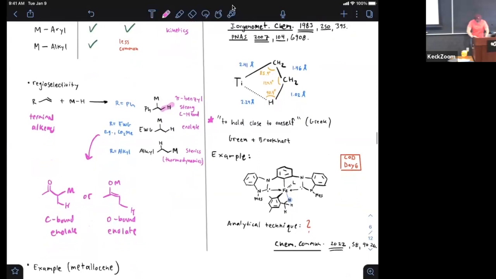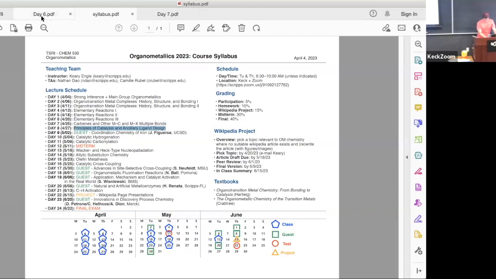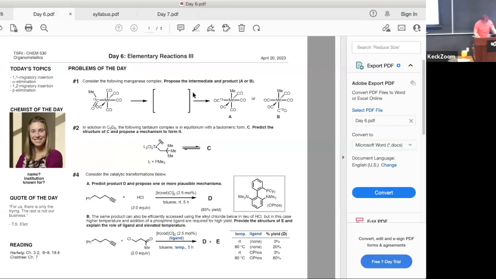Okay, let's consider now an example from the modern literature, and this will bring us to our chemist of the day from the day 6 worksheet. And I don't know if anyone recognizes her. Let me pull it up. Feel free to shout out if you recognize the chemistry or the chemist. This is Allison Fout, two L's. Maybe one of my TAs can help me check in case I was totally wrong.